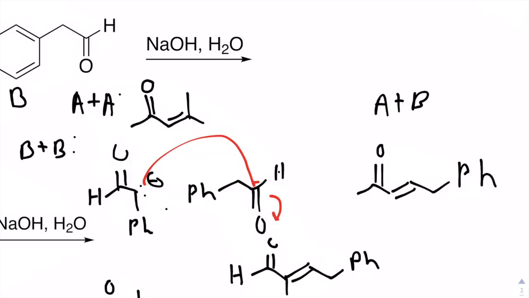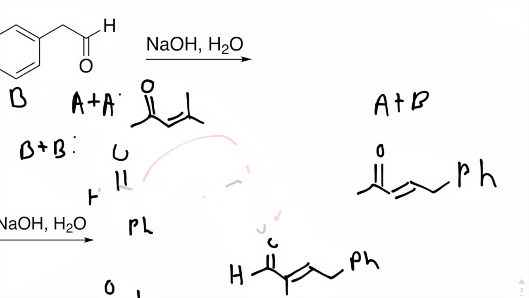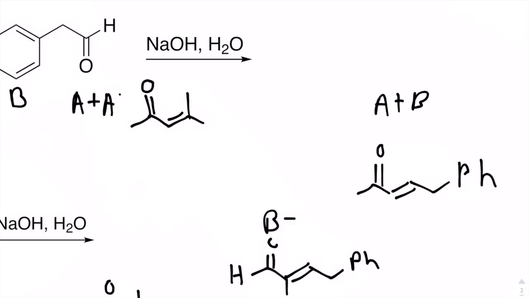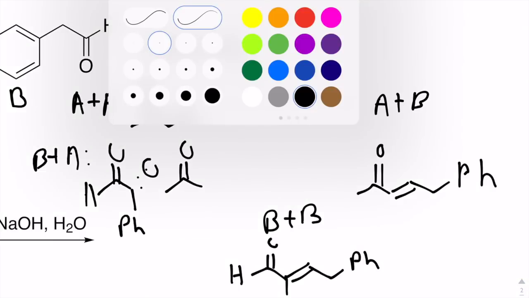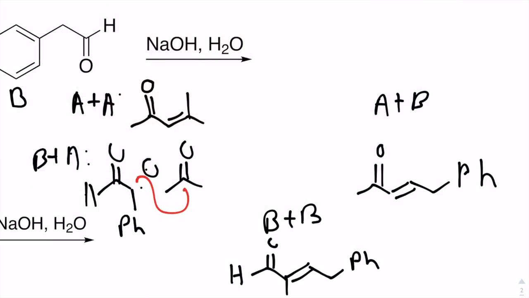And then finally, let's just do B plus A. This is B plus B over here. And now let's just do B plus A. So B, again, is that enolate. So we're going to show it over here. So pH. And then that's going to add into the ketone. So the mechanistic arrows for that would be something that look like this.